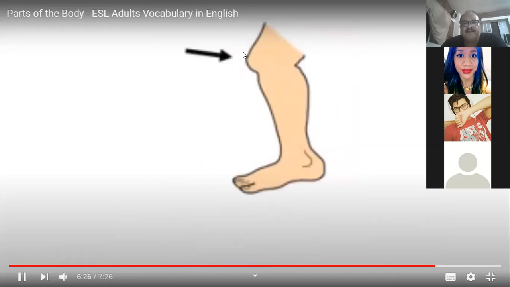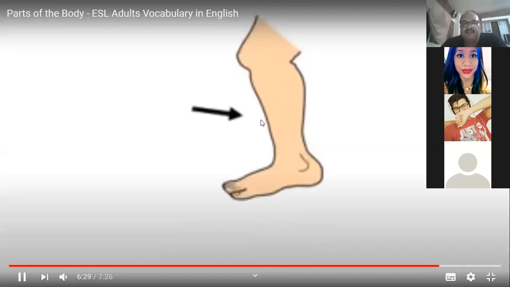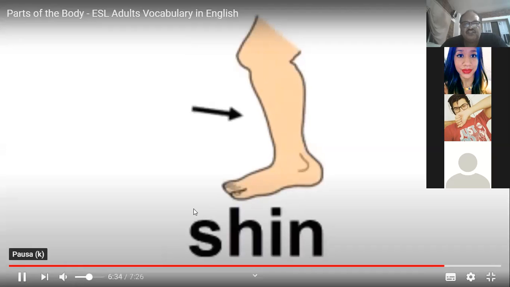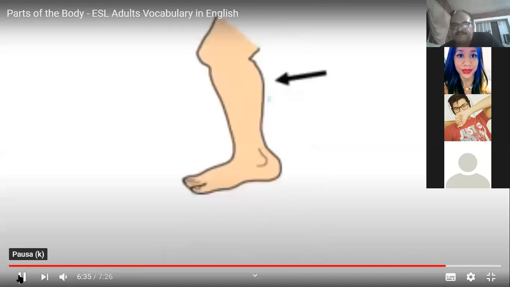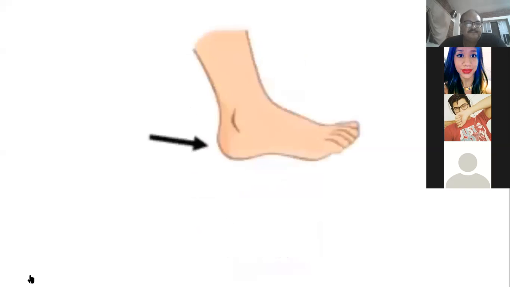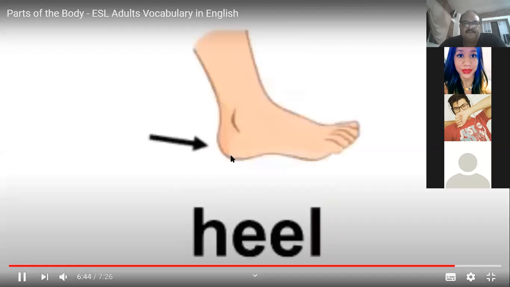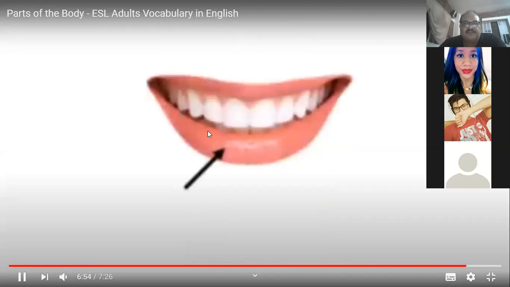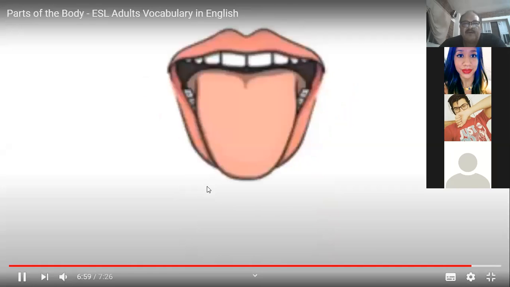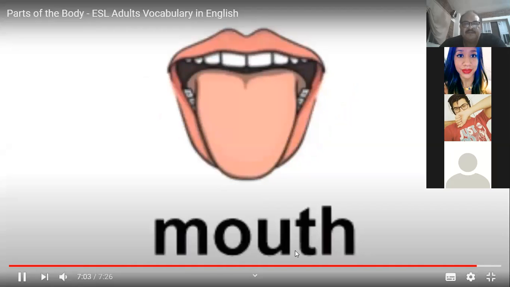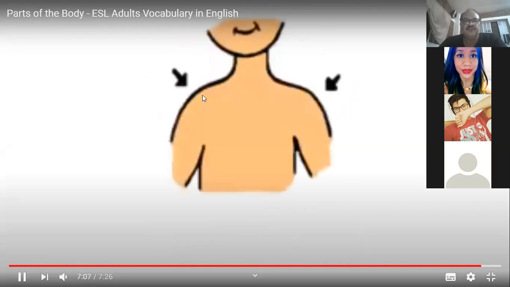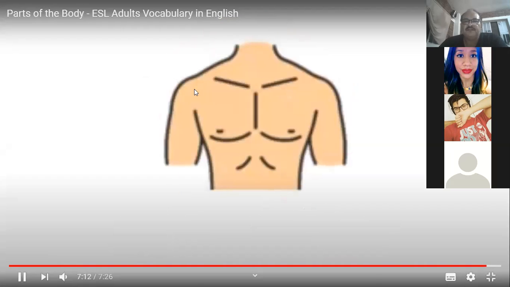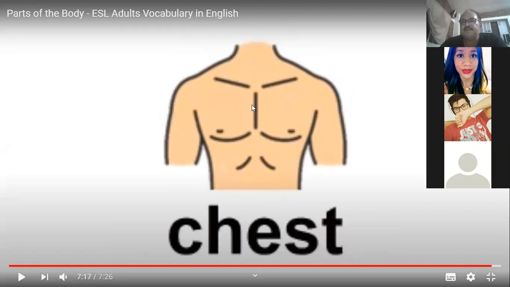Foot. Knee. Shin. ¿Qué es la espinilla o chimpinilla, right? Calf. Heel. Toes. Lips. Mouth. Shoulder. Chest. Chest is for men, and for women is breast.